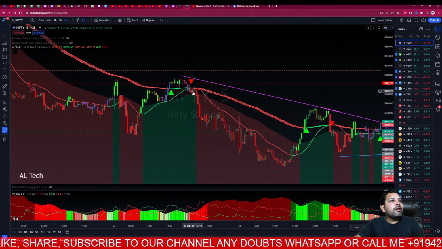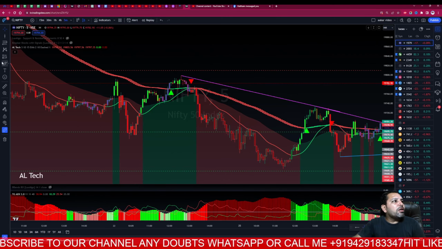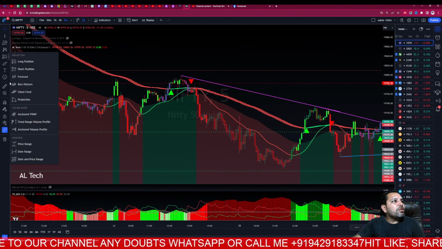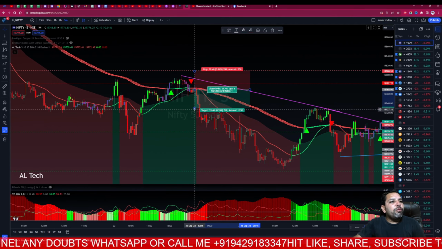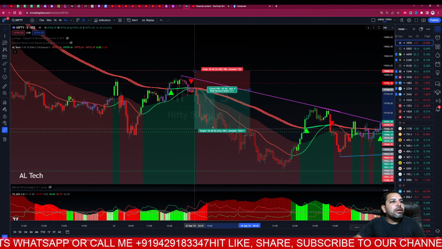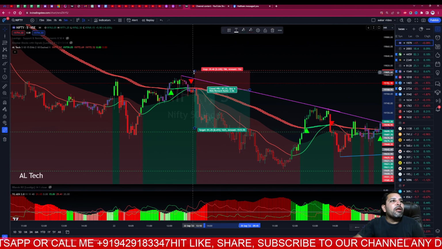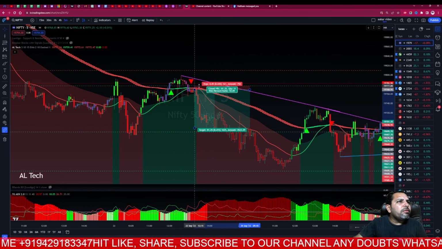You can enter from the next candle or even the same candle. ADX has also given you the confirmation. Let me go for a short position. You are making a short position here. What will be the target? Lower low, lower low. You can target here. This will be the target. What will be the stop loss? The red line will be the stop loss.